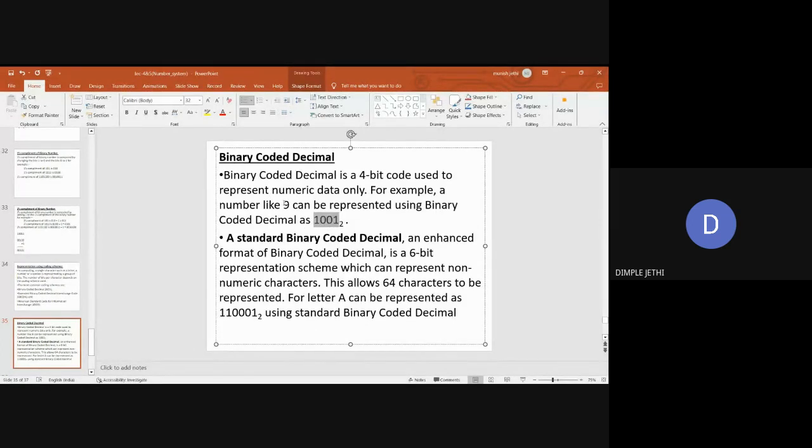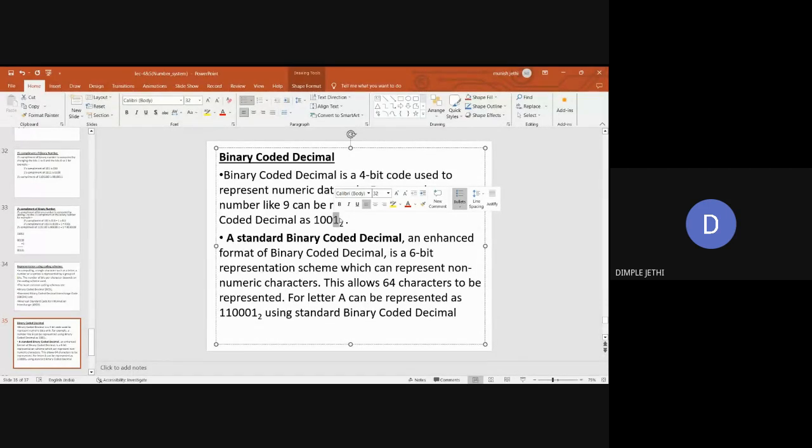And here if you have to write 9, what you will do? For 9, what should be there? 8 plus 1. 2 raised to power 0, 2 raised to power 1, 2 raised to power 2, 2 raised to power 3. So this number should be 1. It will give me 2 raised to power 3, 8, plus 1. So this position, 2 raised to power 0. These two numbers should be 1. So this will give me 9. This is just like we did simple binary into decimal. The only thing is that it uses a 4-bit code.